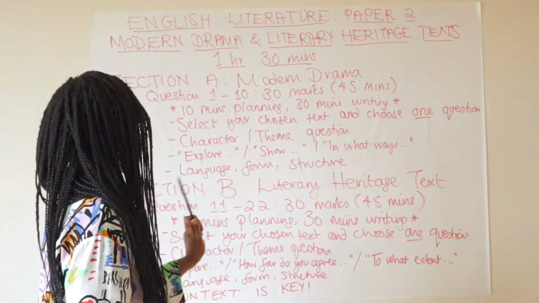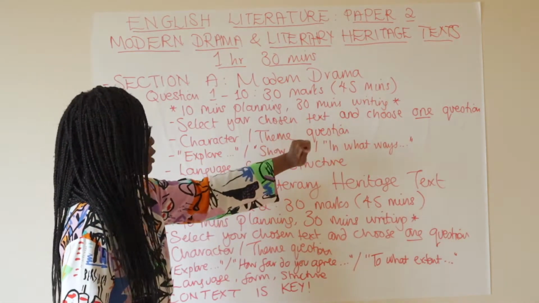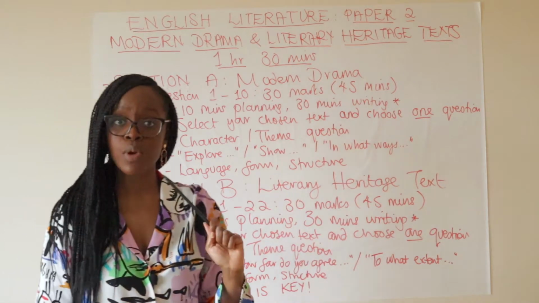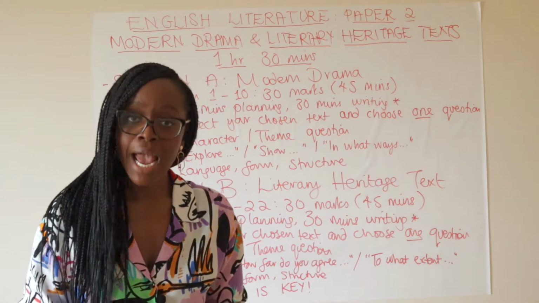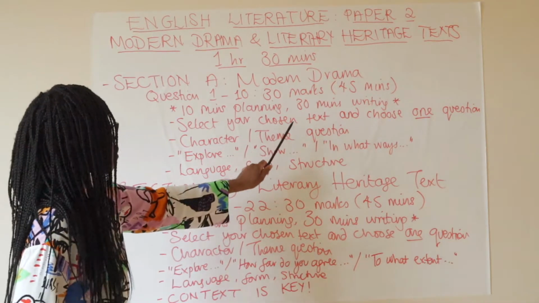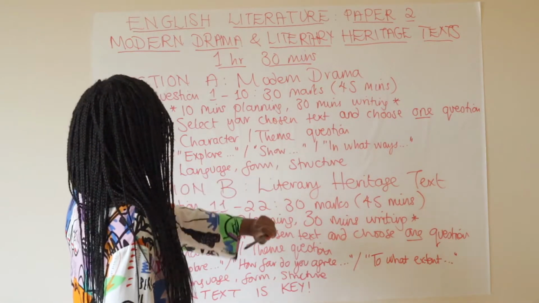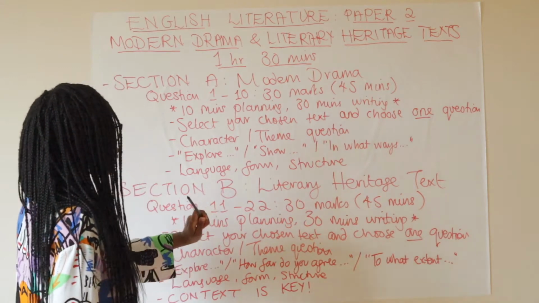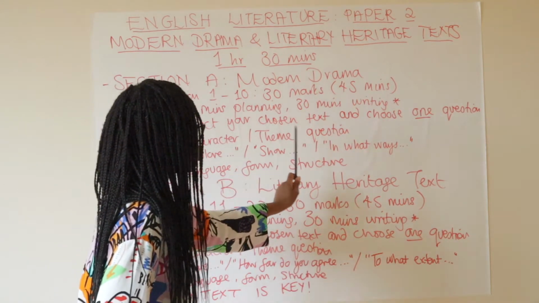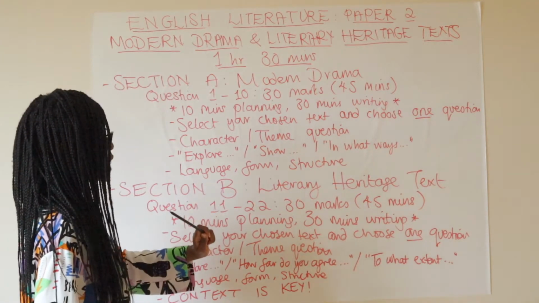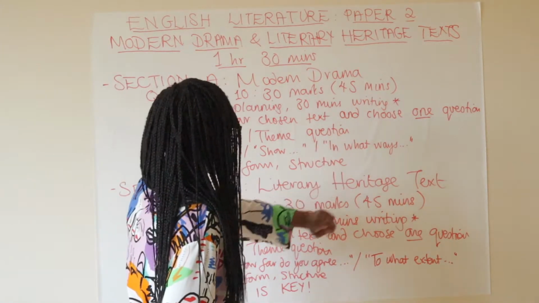Now, as I mentioned, this section is worth 30 marks, so you should spend 45 minutes, and the way to allocate this time is to spend 10 minutes planning and then the remaining time, so 35 minutes, writing, okay? Firstly, of course, make sure you select your chosen text and then choose one question, okay?